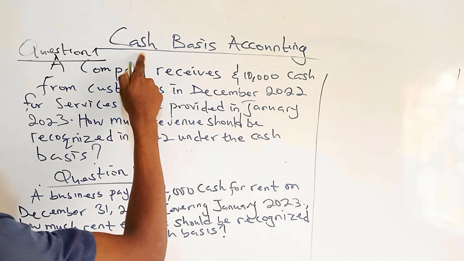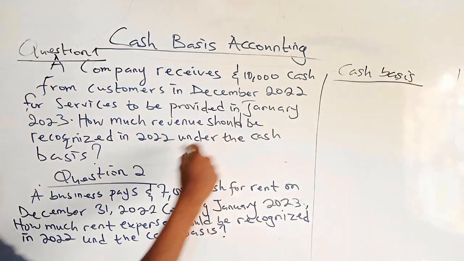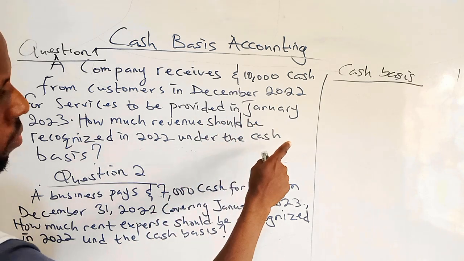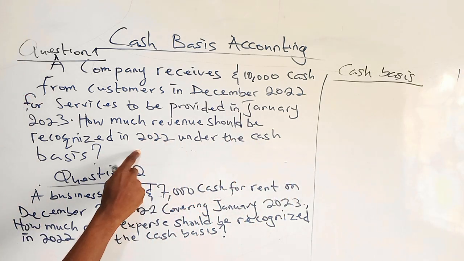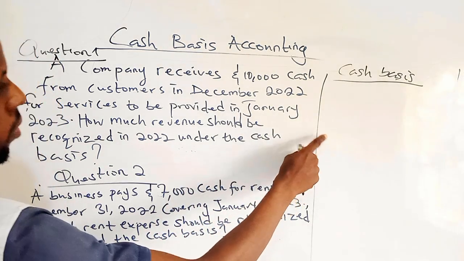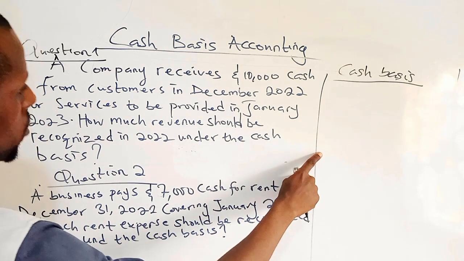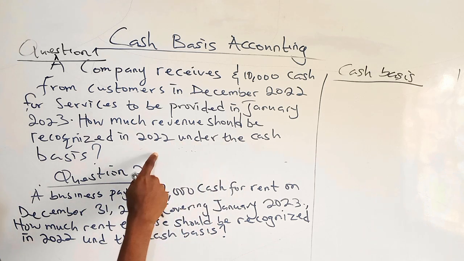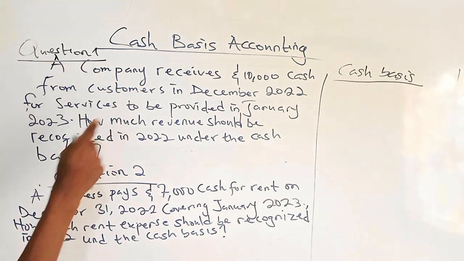First of all, let us introduce cash basis accounting. Cash basis is a system of accounting where revenue is recorded when cash is received, and expenses are recognized when they are actually paid for. What do I mean? Revenues are recorded in the books of the company when cash is received, regardless of when it is earned. And cash payments, which are expenses, are recognized in the books when they are actually paid for, regardless of when they are incurred. So that is cash basis accounting.